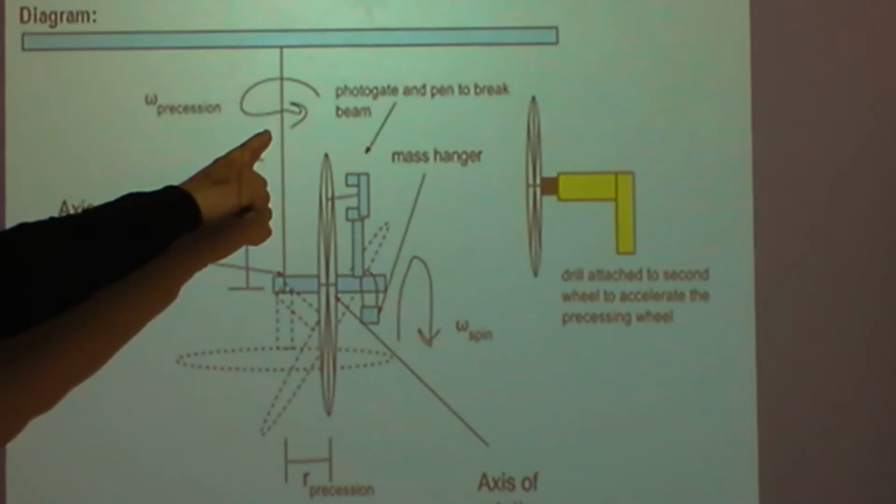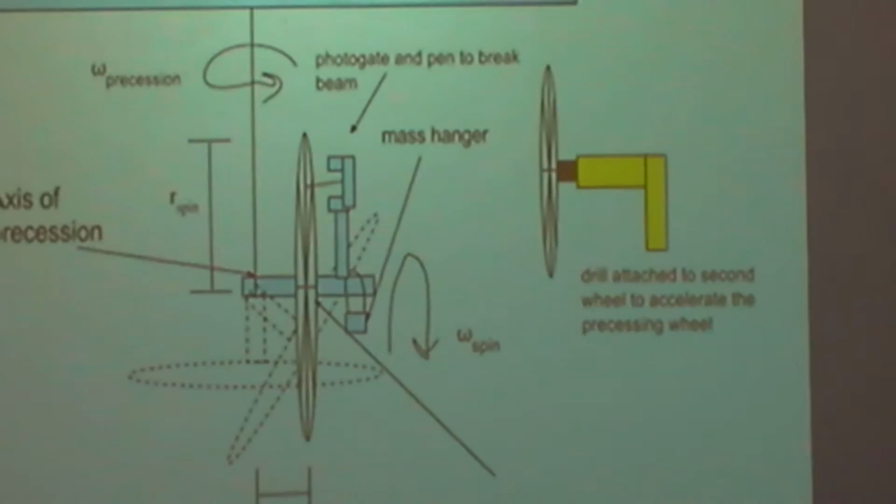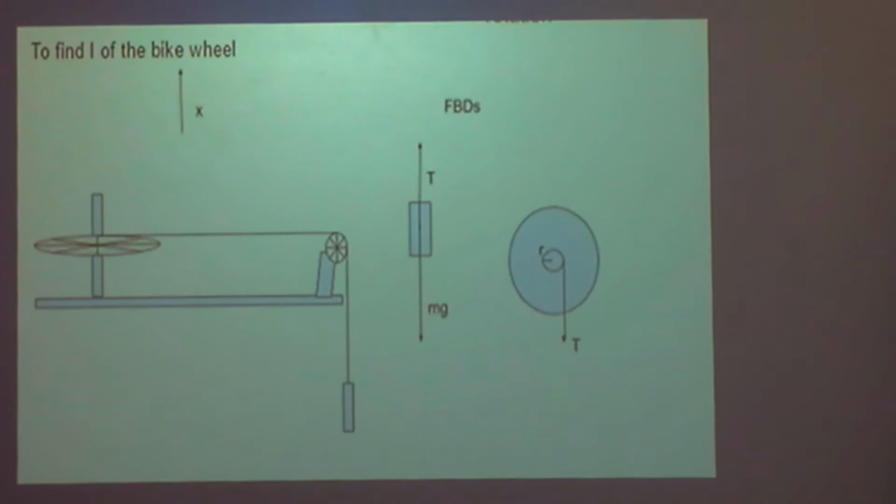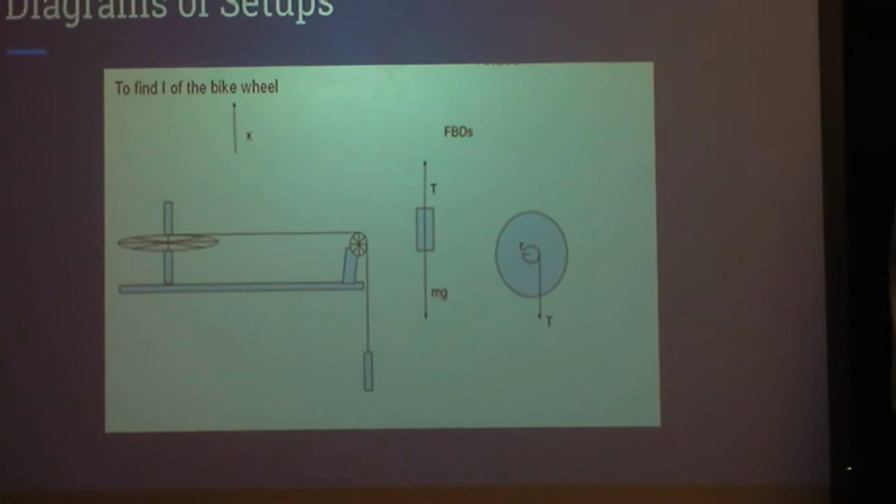We also had a photo gate on the axle, so we could measure its angular velocity as it was spinning too. And then this is a diagram of how we tried to find the moment of inertia for the specific wheel we were using. Turns out that method was ridiculously prone to error because of friction, and so we ended up not really using that data at all, but it was cool.